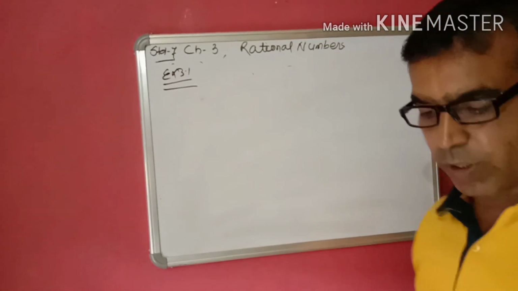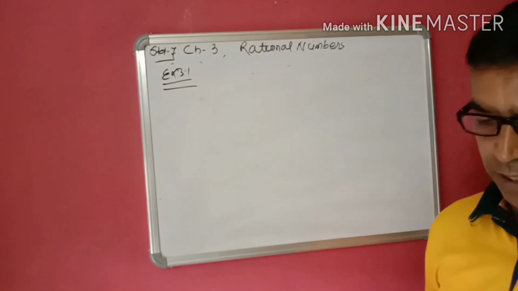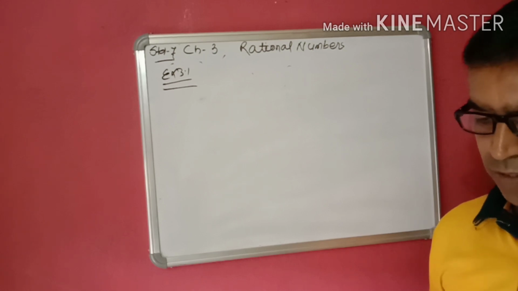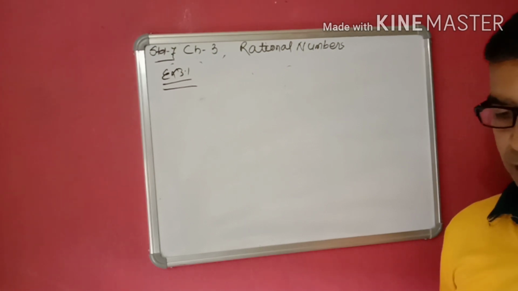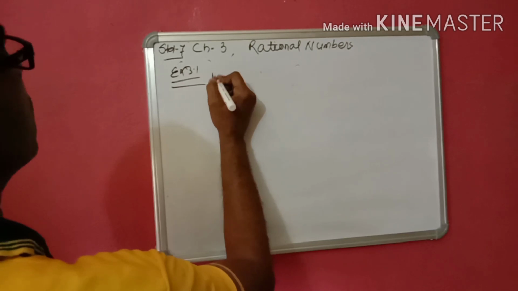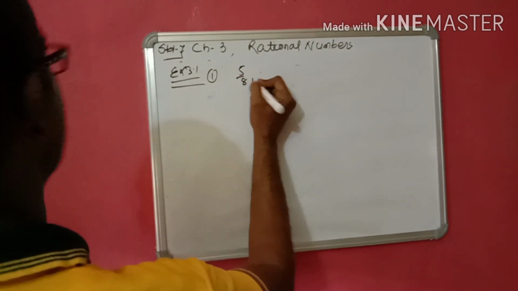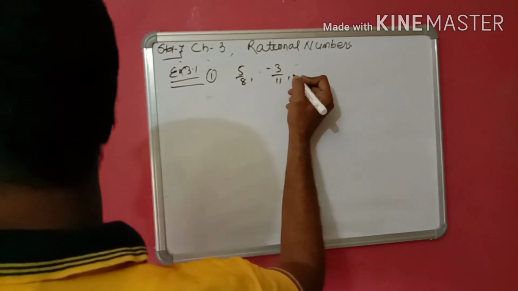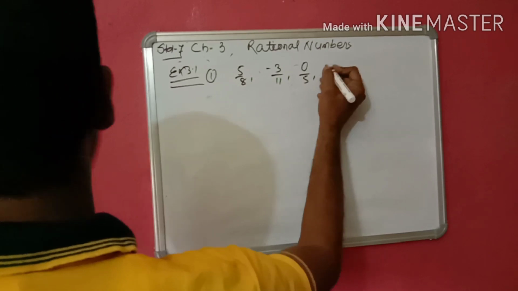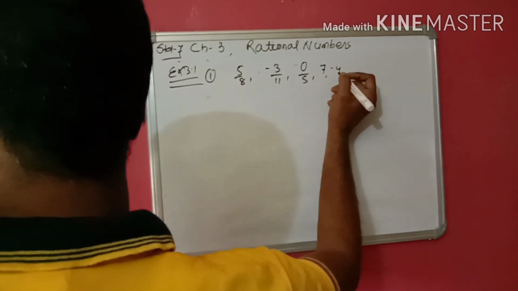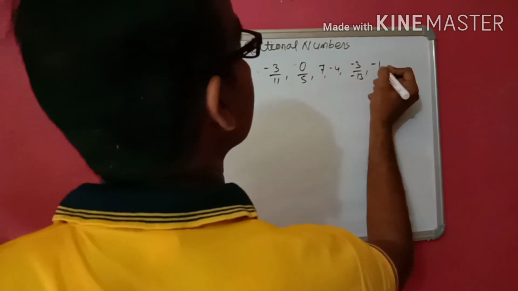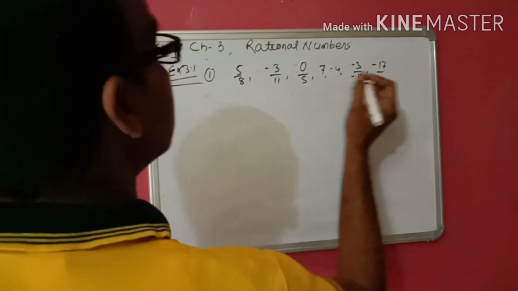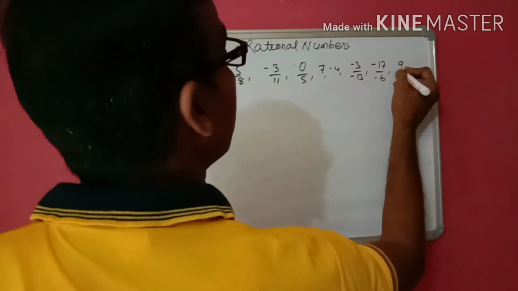Exercise 3.3 question number 1. It is given 5 by 8, minus 3 by 11, 0 by 5, 7 by minus 4, minus 3 by minus 13, minus 17 by minus 6, 9 by minus 20. We have to find out the positive rational numbers. So according to the question, it is given 5 by 8, minus 3 by 11, 0 by 5, 7 by minus 4, minus 3 by minus 13, minus 17 by minus 6, 9 by minus 20.